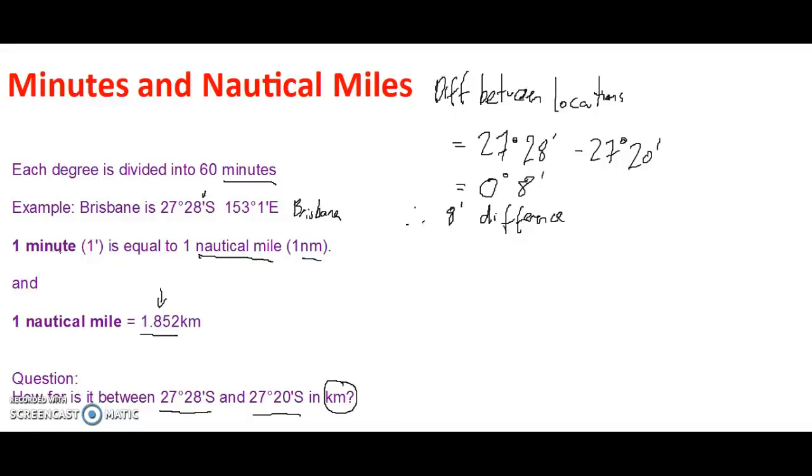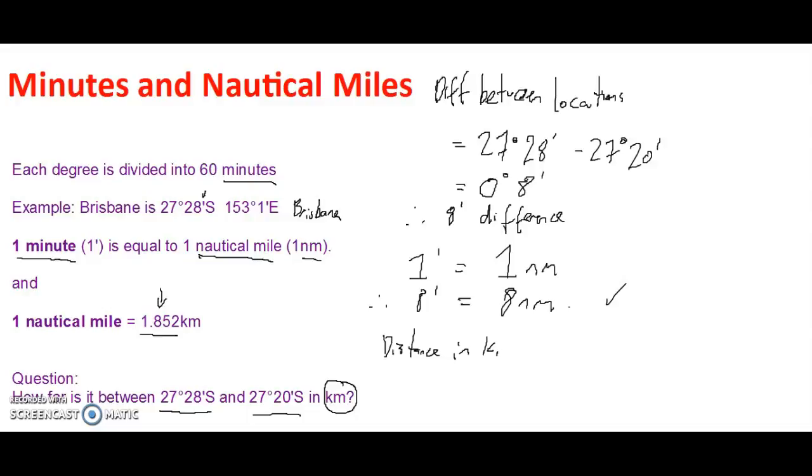Now, over here we know that 1 minute is equal to 1 nautical mile. Okay, so we have 1 minute equals 1 nautical mile. Therefore, 8 minutes is equal to 8 nautical miles. So now we're in nautical miles. But the question says kilometers, so we're going to have to convert to kilometers. That's easy. Okay, let's set up our equation.